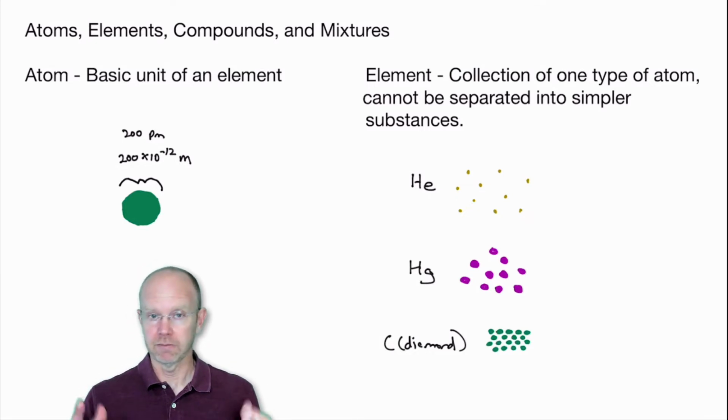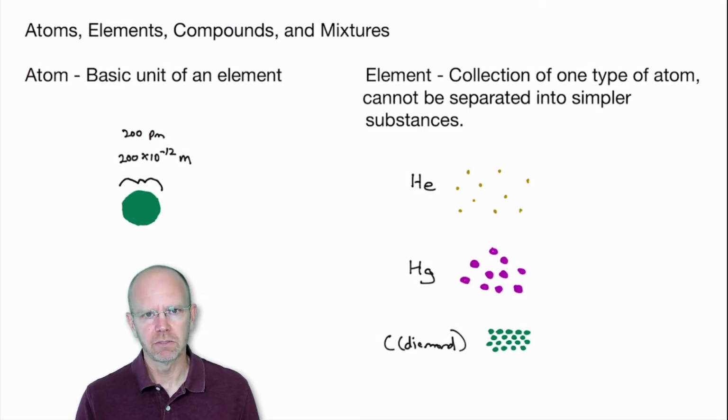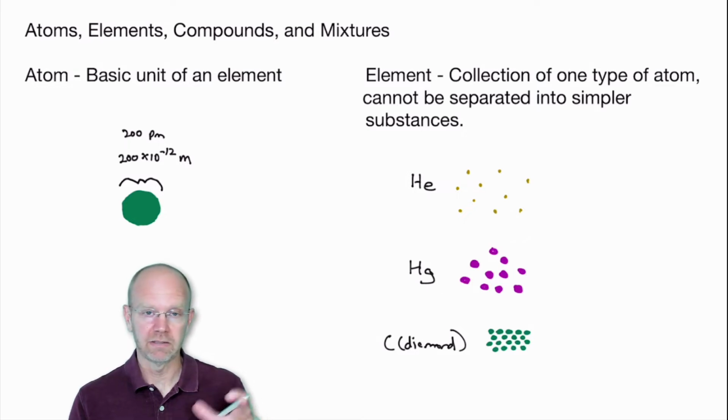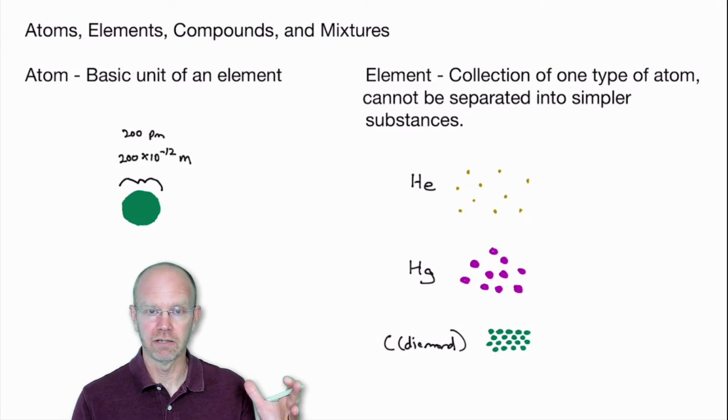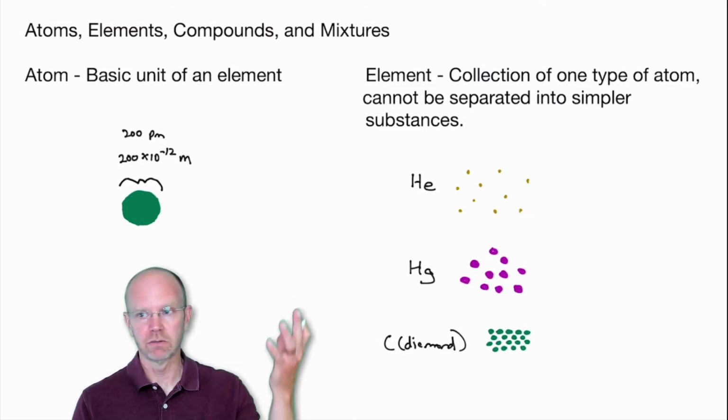So an element has properties. Some elements that you might be familiar with are things like helium. Helium, as we know it, is a gas made up of helium atoms, and they are less dense than the air, the nitrogen in the air, and so if you fill a balloon with helium, it floats.